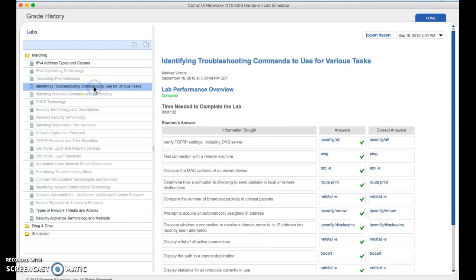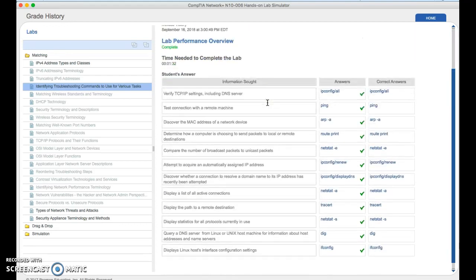Then I did identifying troubleshooting commands. That one was a little bit more of a struggle. I think this lab took me probably almost an hour to Google all of the commands and try to then match what I had for answers on Google with the actual answers in the lab.